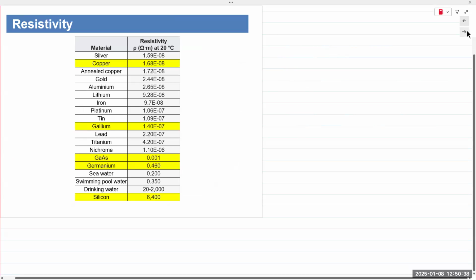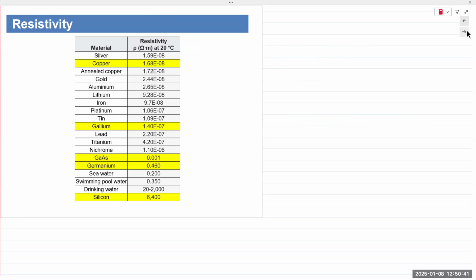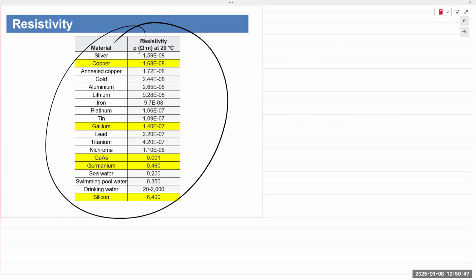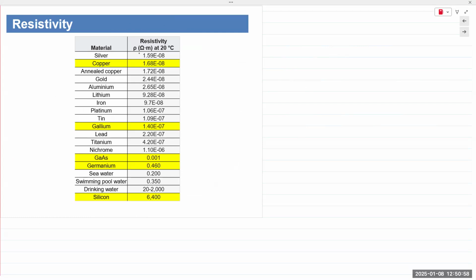One of the classifications that we use for describing whether a material is a conductor, an insulator, or a semiconductor is a material property known as resistivity. Resistivity is a material property, and you can see here some of the common resistivity values at the top: 10 raised to minus 6, 10 raised to minus 7, 10 raised to minus 8. All of these are excellent conductors.